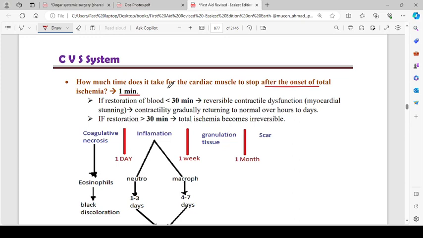If restoration of blood is less than 30 minutes, it is reversible contractile dysfunction, that is myocardial stunning. Contractility will gradually return to normal over hours to days. If there was return of blood flow within 30 minutes, the cardiac myocytes will not start beating immediately after return of blood flow. They will be stunned. They will be shocked by what happened. But within a couple of hours or days, they will start contracting at the normal pace. But that is true only if the restoration happens within 30 minutes. If restoration takes place after 30 minutes, total ischemia becomes irreversible.